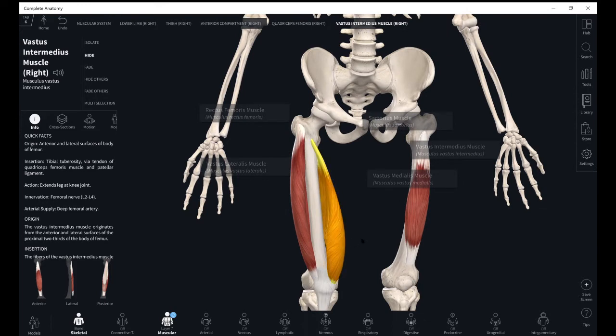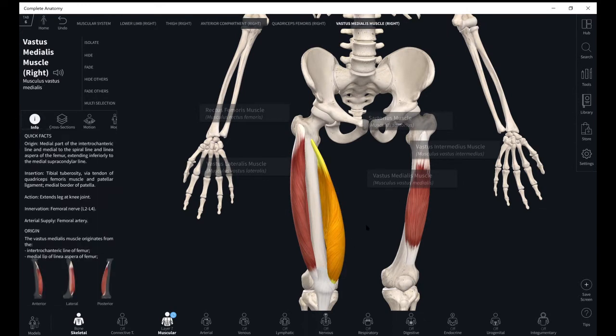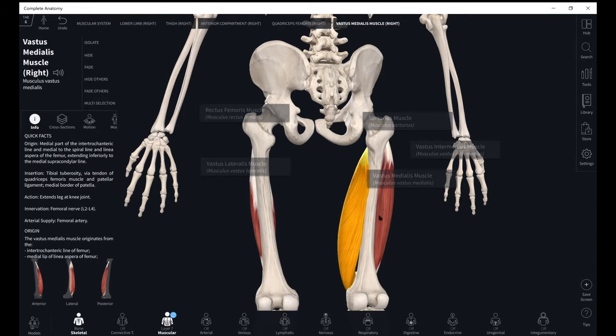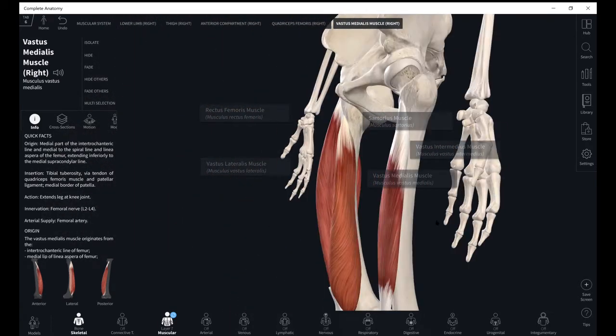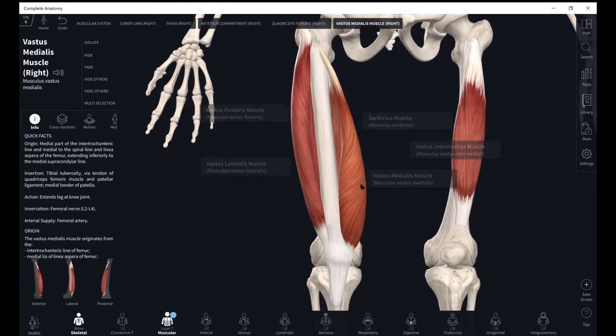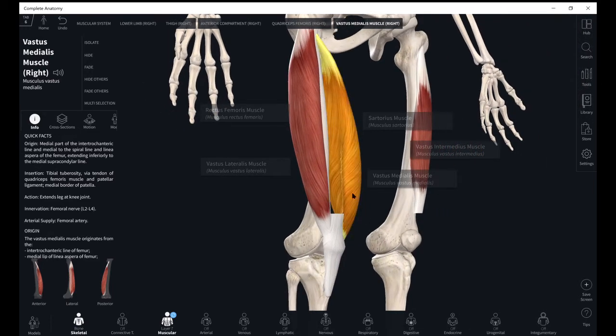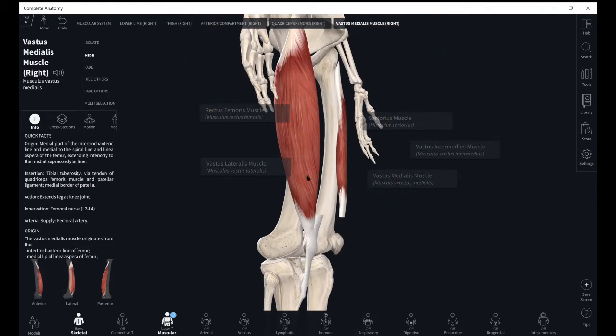The Vastus Medialis origin: the medial part of the intertrochanteric line and medial to the spiral line in the linea aspera of the femur, extending inferiorly to the medial supracondylar line. So its origin is a fairly broad footprint, and then it inserts again into the tibial tuberosity via the tendon of the quadriceps femoris and the patellar ligament, and it's there at the medial border of the patella. So let's hide that, and then let's look at its innervation: L2, 3, 4, femoral nerve. Vastus Lateralis.